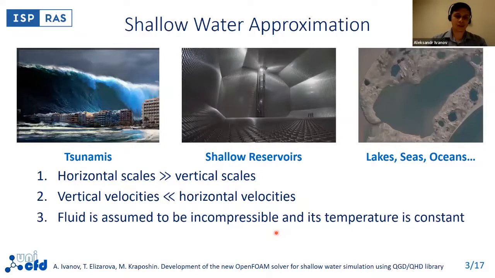So as I said, the first point is that it is a solver for shallow water modeling. As is known, the shallow water approximation assumes that the water is incompressible, its depth is sufficiently smaller compared to the wavelength, and the vertical velocities are negligible. So one can use it to model some free-surface problems, for example, tsunami modeling, shallow reservoirs, or lakes, seas, or oceans.